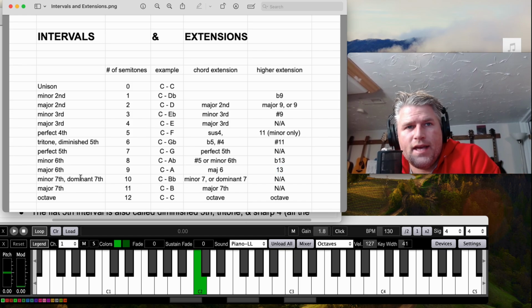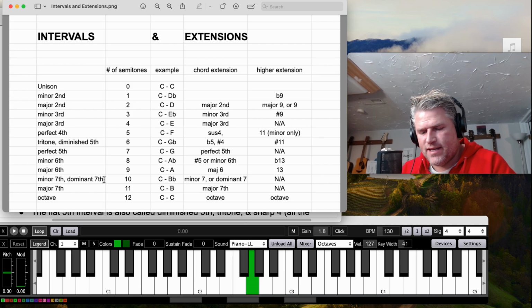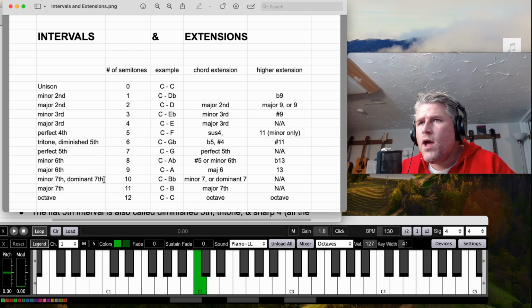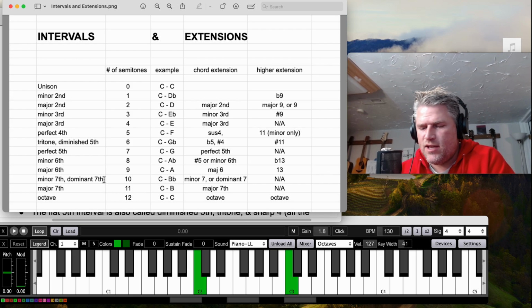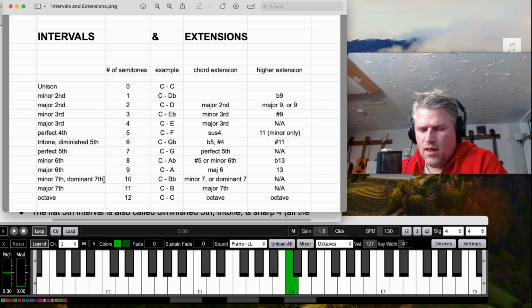Next interval is called a minor 7th or a dominant 7th. So you go up 10 from the root: 1, 2, 3, 4, 5, 6, 7, 8, 9, 10. At that point, it's easier to go up an octave and down 2. So just know that a minor 7th or a dominant 7th is a whole step away from the root, up an octave.